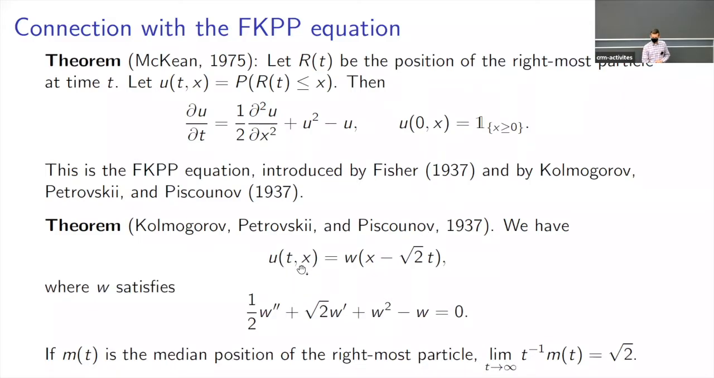So in particular, u of t comma x is some function w of x minus the square root of 2 times t, where w satisfies this second order ordinary differential equation here. And as a consequence of this result, one can see that if m of t denotes the median position of the rightmost particle, then m of t over t converges to the square root of 2 as t goes to infinity.